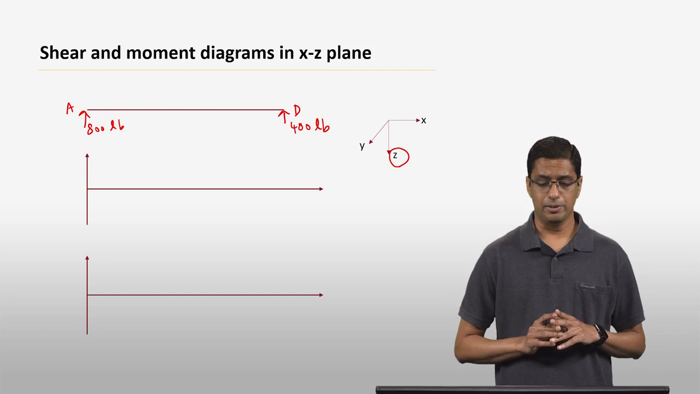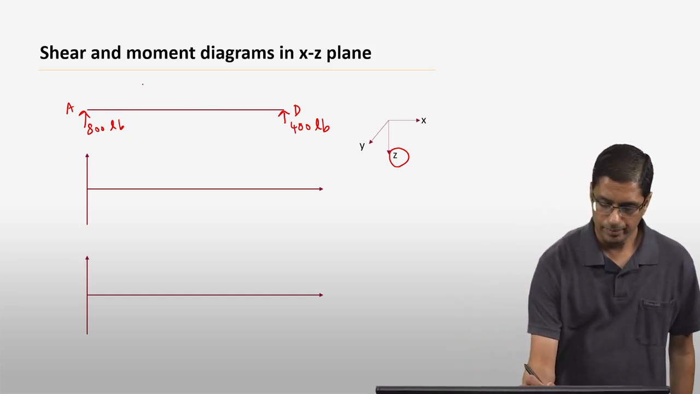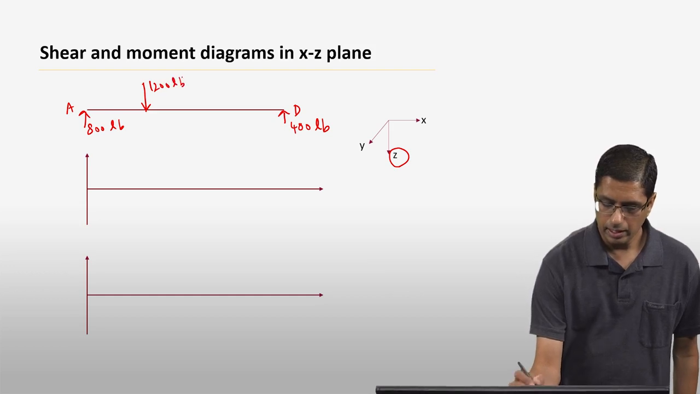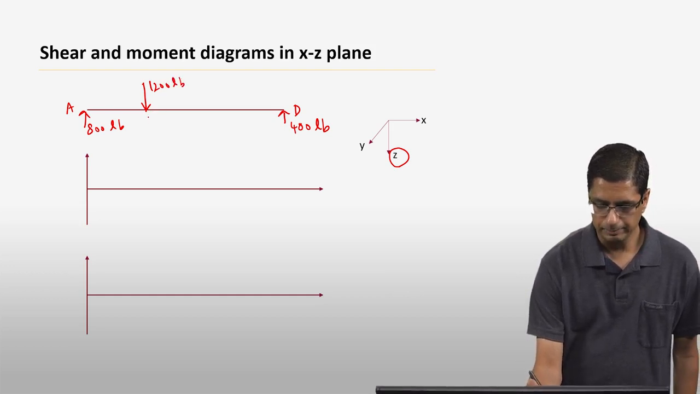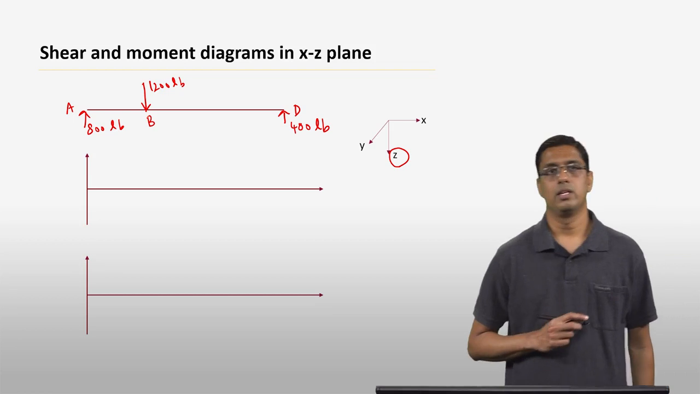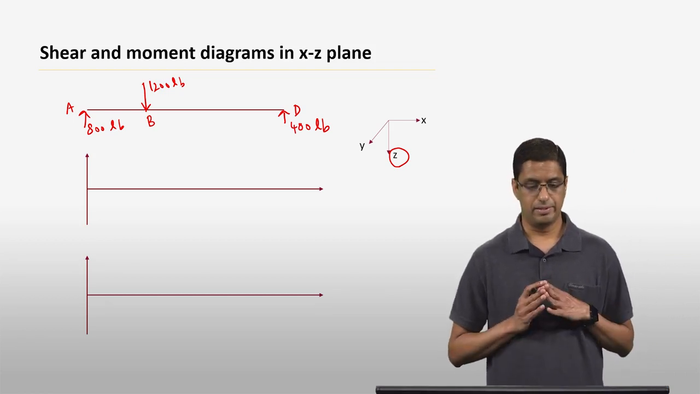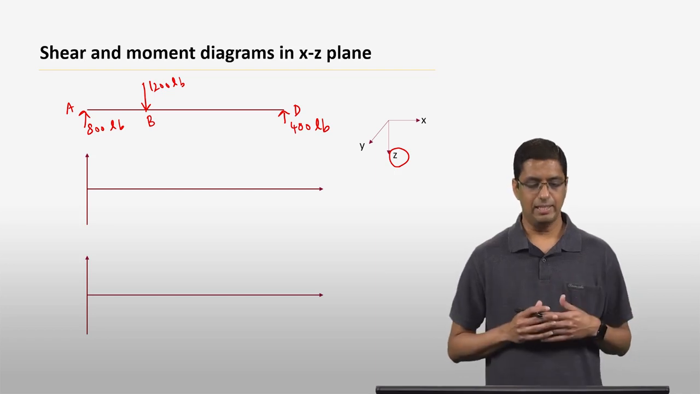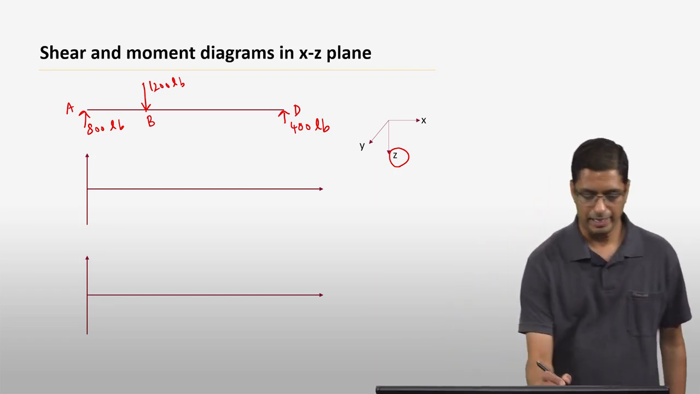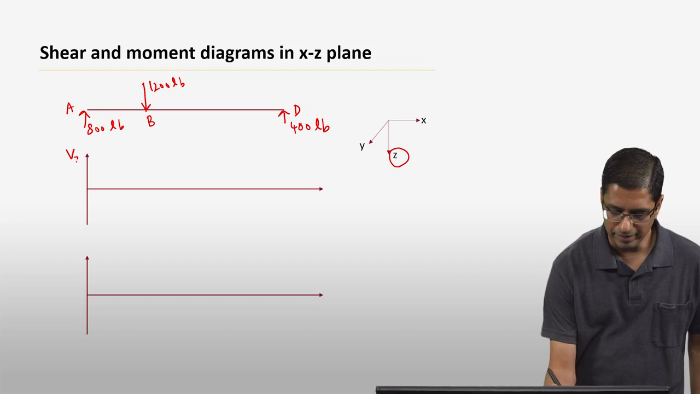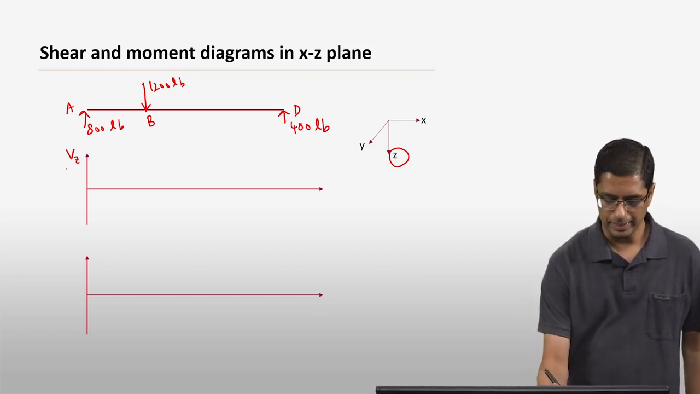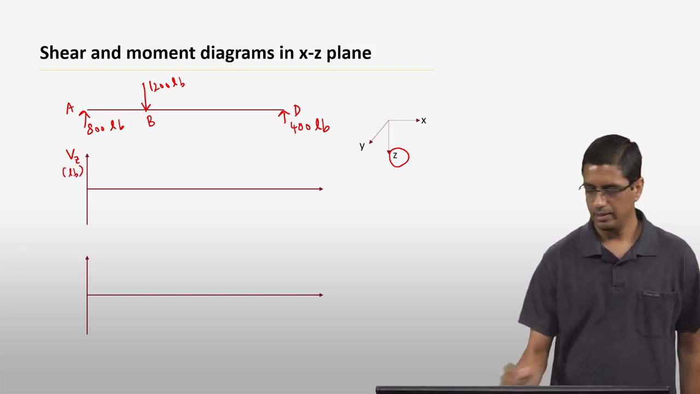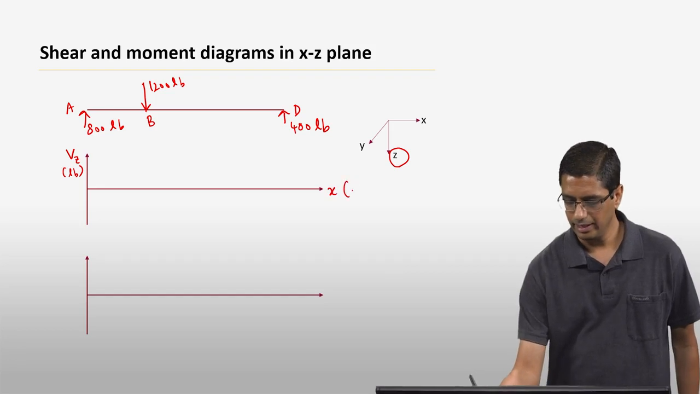We also know that there is a force of 1200 pounds at point B here. So this is our free body diagram for the xz plane. Based on that, we can construct our shear and moment diagrams. In this case, this is going to be V_z, in pounds. This is x, in inches.